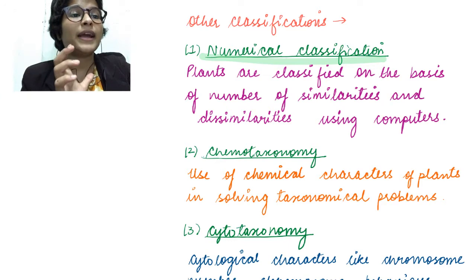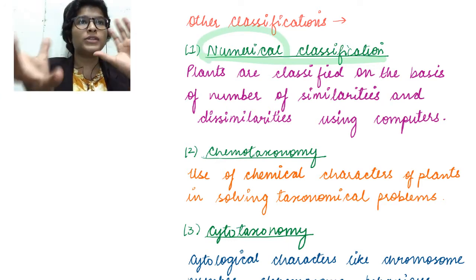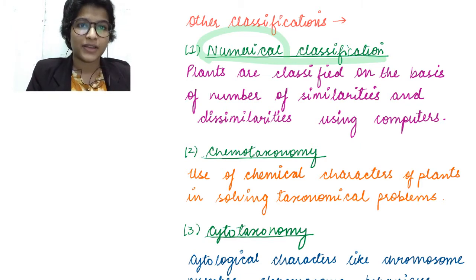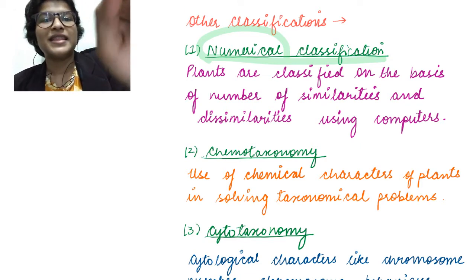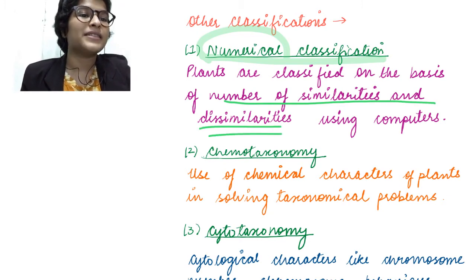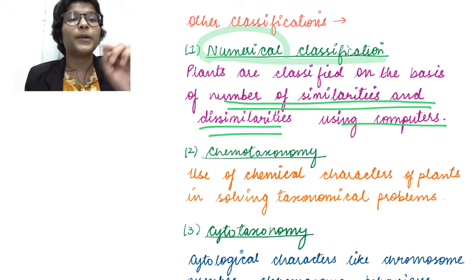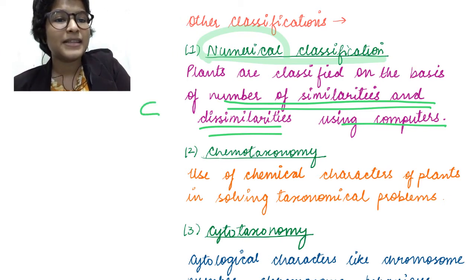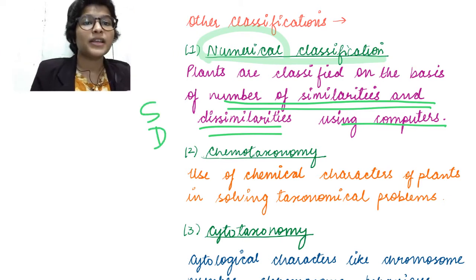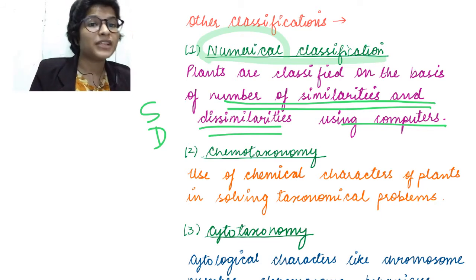अभी numerical यानी क्या? यानी numbers. So we are comparing or using numbers to analyze or classify. What number? The number of similarities and dissimilarities using computers. Okay. So basically in a computer all the similarities and dissimilarities are fed. So now the computer analyzes which characteristics match and which characteristics don't match.